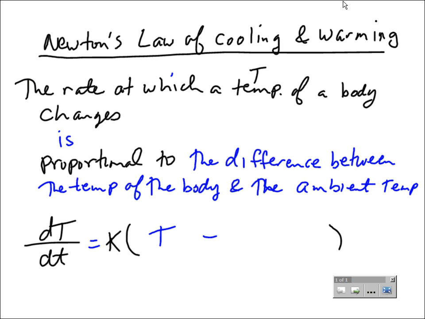Where do you put the object? Do you put it in the freezer? The ambient temperature, or the temperature of the medium, would be quite low: 28 degrees Fahrenheit, -5 degrees Celsius. You put it out in the hot sun, might be 100 degrees Fahrenheit. The difference between the temperature of the body and the ambient temperature. Let me just write this down a little bit smaller, and we will have the formula.